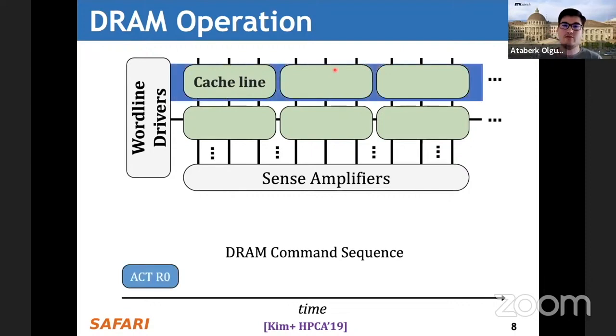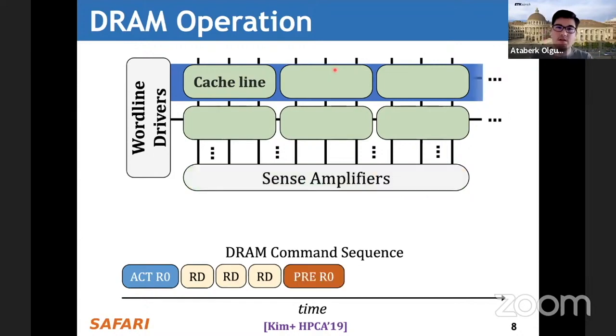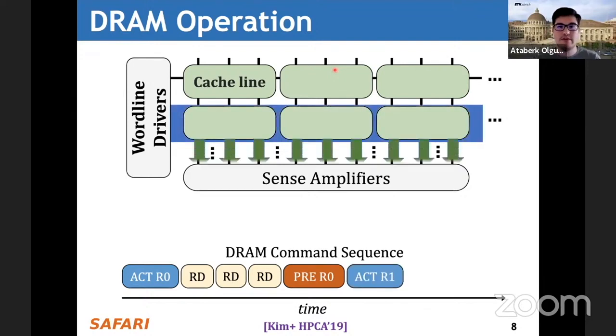First, we will activate the first row to essentially copy its data to the sense amplifiers. And at this point, we can read data from the sense amplifiers by sending read commands. If we want to access another row, we must first pre-charge the DRAM bank, which will close the open DRAM row and set the bit line voltage to half VDD such that we can perform another sensing operation. We can now activate the second row before we read data from it.